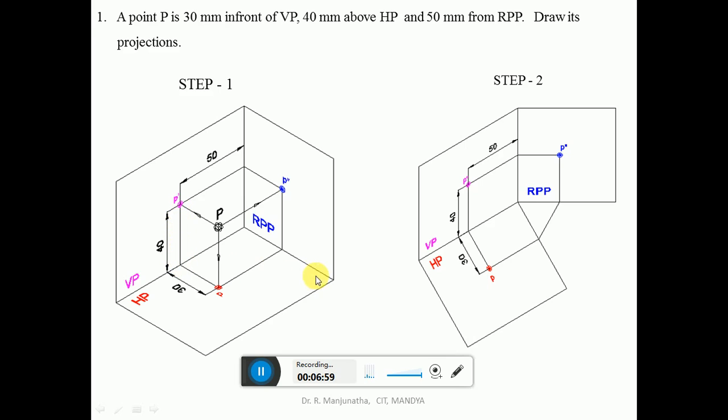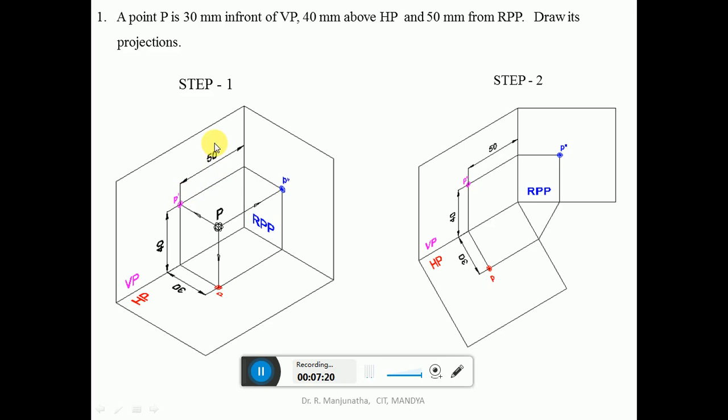We are viewing the object from the front view. Therefore, this point will be P dash. Always the front view is identified with dash, and the character will be a small letter, which will be small p dash.